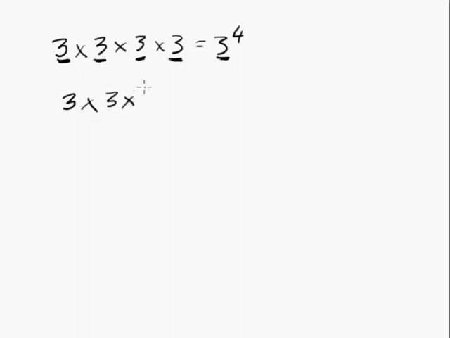When we're writing indices, all of the numbers have to be the same sort. So, for example, 3 times 3 times 3 times 3 equals 3 to the 4. We call 3 the base. In index notation, all of the multiplications have to be the same base. So you can't have 3 times 3 times 4 equals 3 to the whatever. It doesn't work.